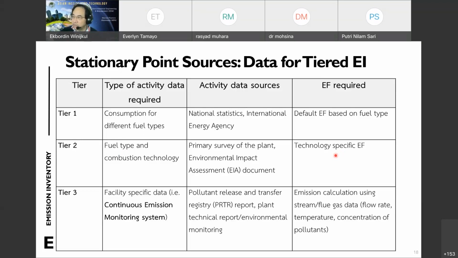For tier 3, for the point source, the data that you need to collect is the data from CEM, continuous emission monitoring, that is specific to that particular factory. And the emission factor is going to be very detailed, right? Corresponding to the same data that you collect.